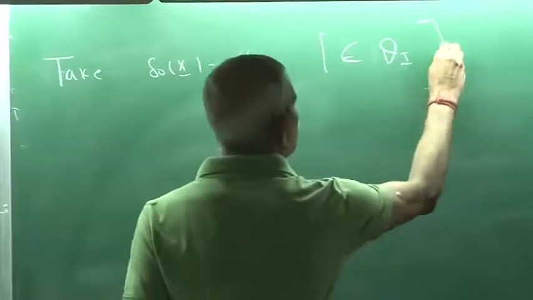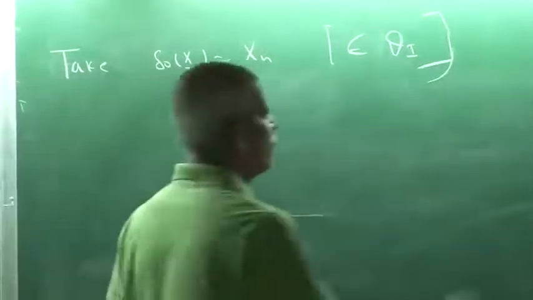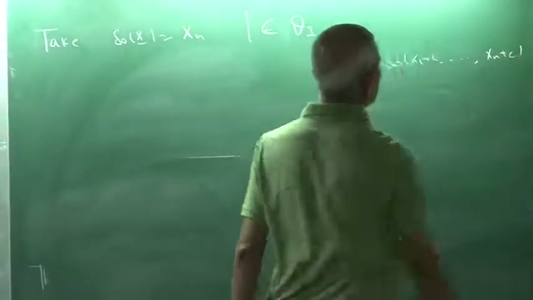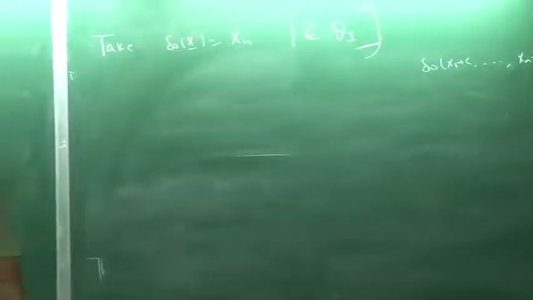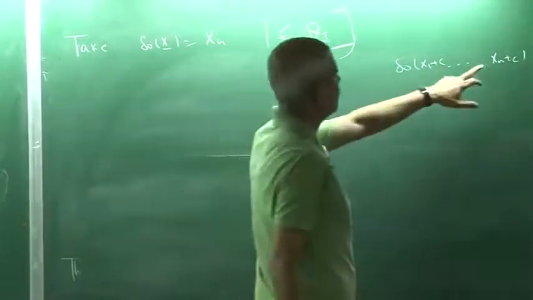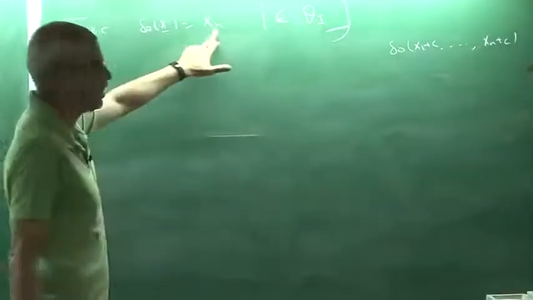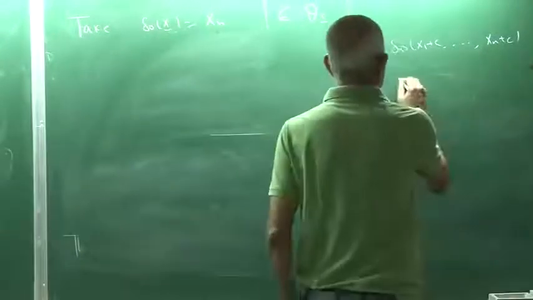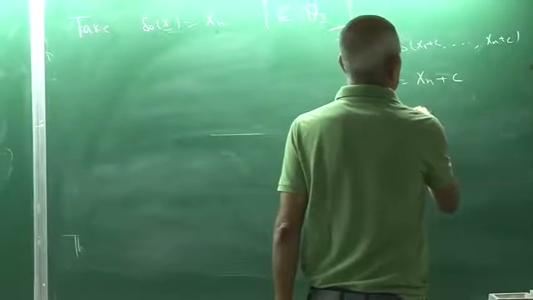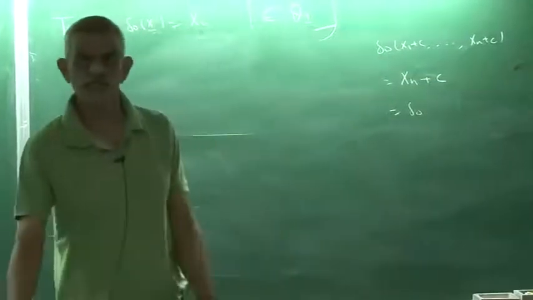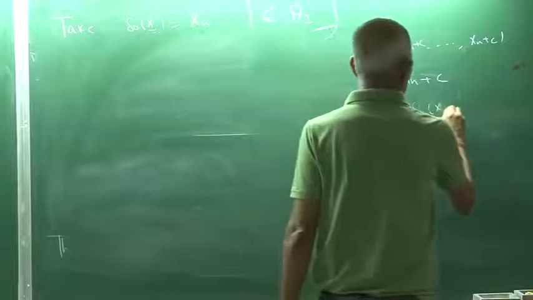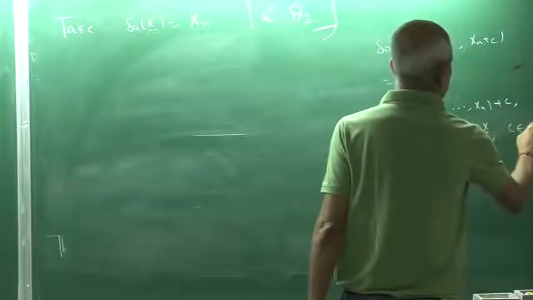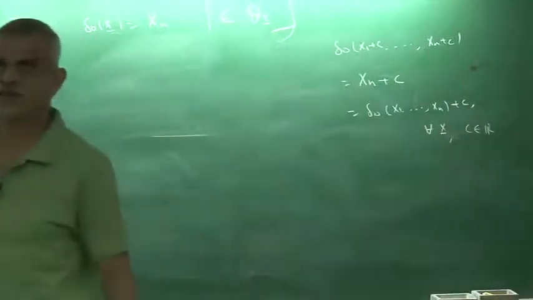Why? Because to see that it belongs to D, what you have to check is delta naught of x1 plus c, ..., xn plus c should be the same as delta naught of x1, x2, ..., xn plus c. But what is the delta naught of x1 plus c, ..., xn plus c? Delta naught of x1, x2, ..., xn was the same as the last component. So, delta naught of x1 plus c, ..., xn plus c would be the last component, which is nothing but xn plus c. But this is the last component of x1, x2, ..., xn plus c, so this is the same as delta naught of x1, x2, ..., xn plus c. So, this happens for every x and c belongs to R. So, that is the reason why delta naught belongs to D.